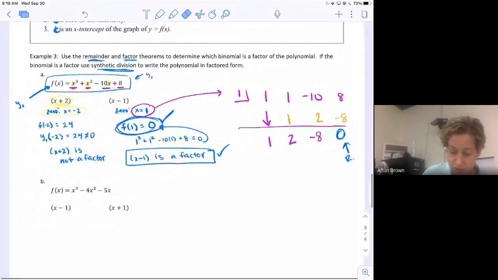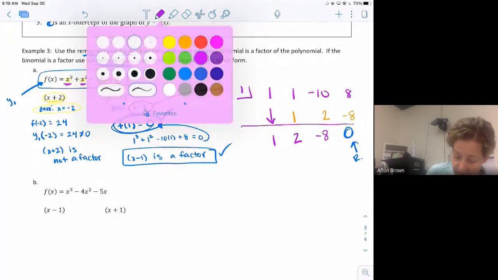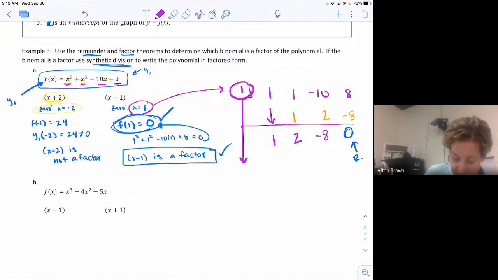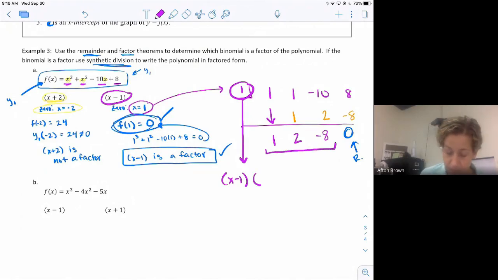So now what we have is when we write this in factored form, I take this 1. We already know the factor that came from. That came from x minus 1. So I write x minus 1. That's that factor. These 3 terms, we drop by a power because it was a degree 3. If we drop it by a power, this is x squared, and then a 2x, and then a minus 8.